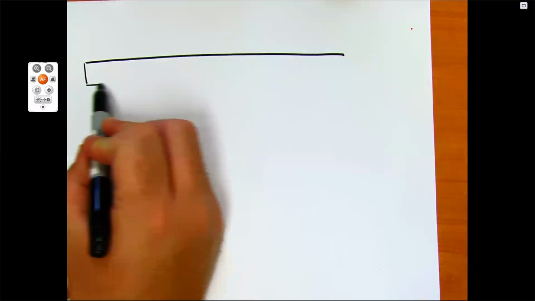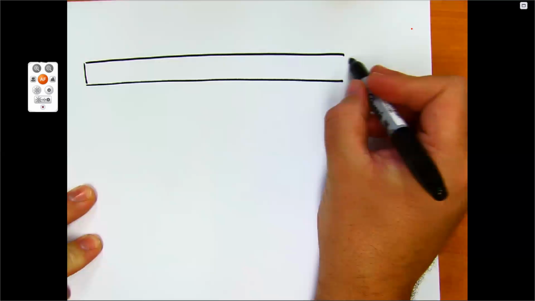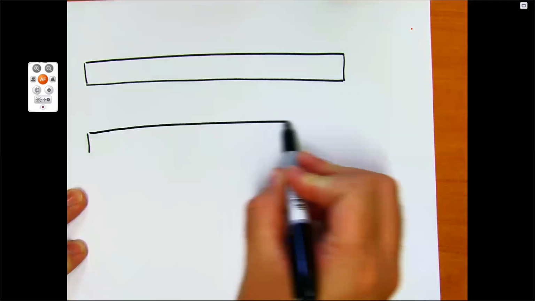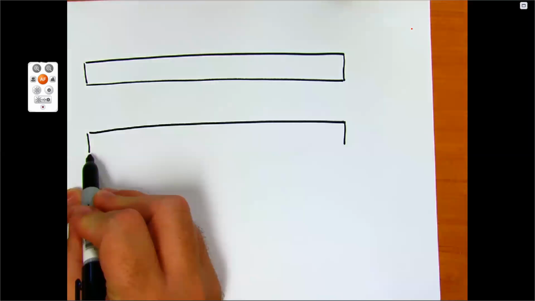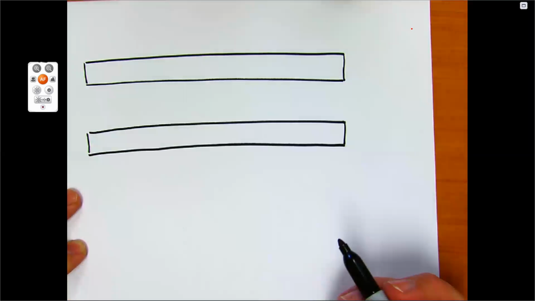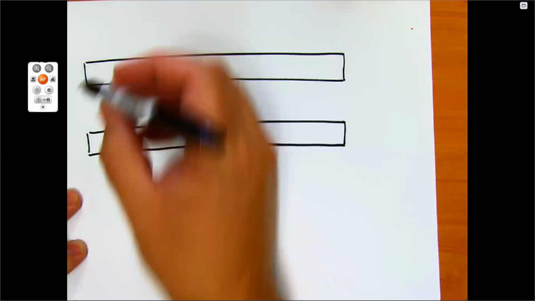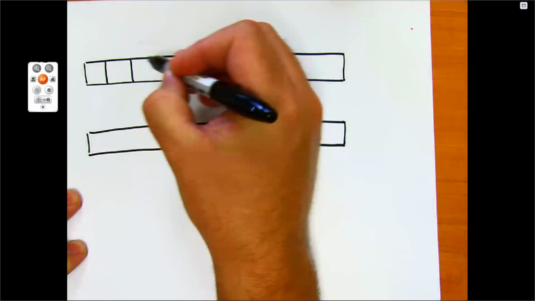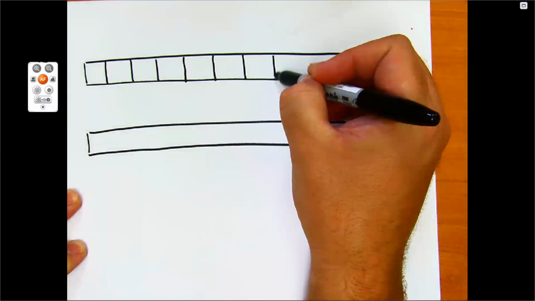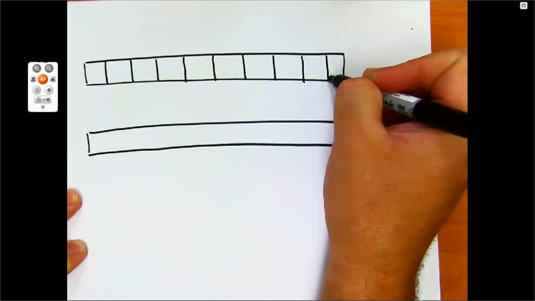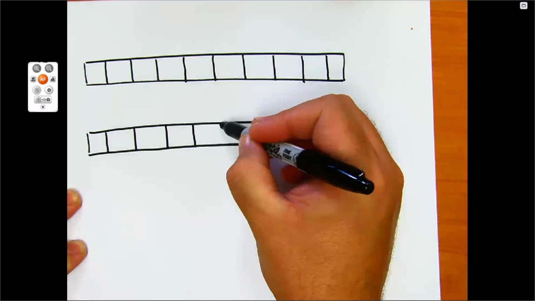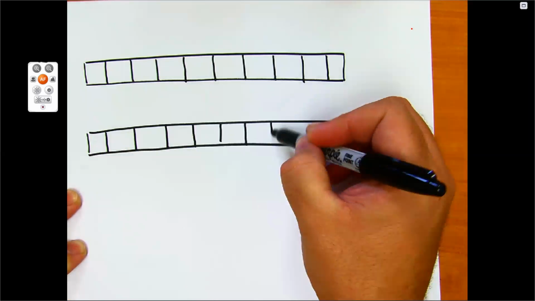So what you're going to do is you're going to draw a couple of large rectangles. They don't have to be very thick, but they do have to be long. Okay. And we're going to divide them up into little boxes. It doesn't matter how many you have. You should probably have more than 6 or 7, but you can have as many as you like.